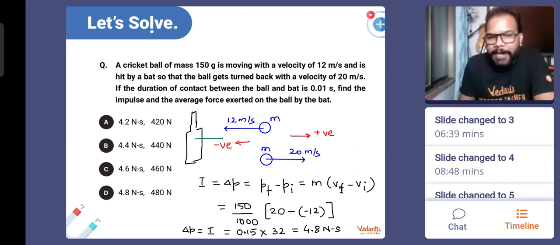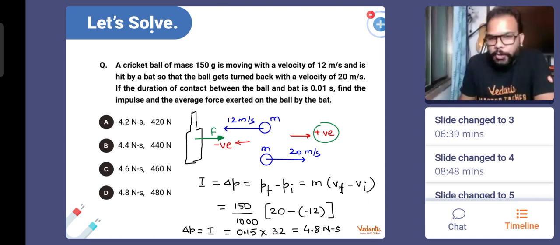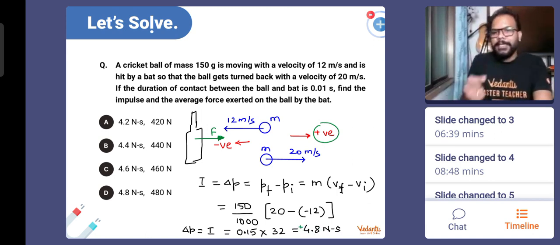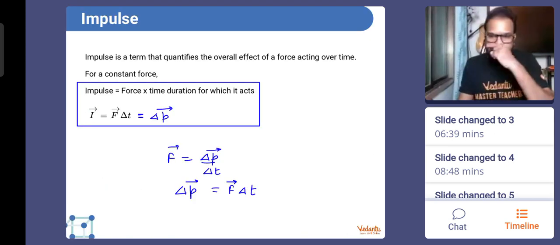Where do you think the force will be applied by the bat? Can I say the force will be applied on the right side so that the ball eventually goes to the right side? So look at the direction of the force: positive. Force direction positive. That's why my final answer also was positive. Is that clear now? The direction of impulse is actually the direction of force. Are we clear with this? That's why when we look at the vector sign also, impulse and force are in the same direction.